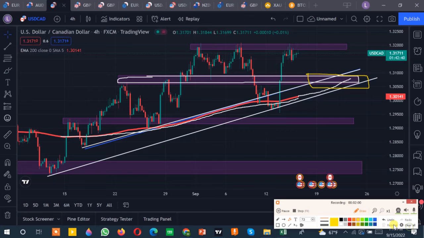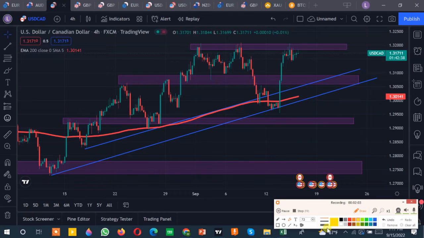So from this scenario we can say that this is a good point for buy zone. This is the buy zone because the 200 EMA, trend line and horizontal support area all confluence together here. So it is a buy zone for this chart, for this USDCAD.